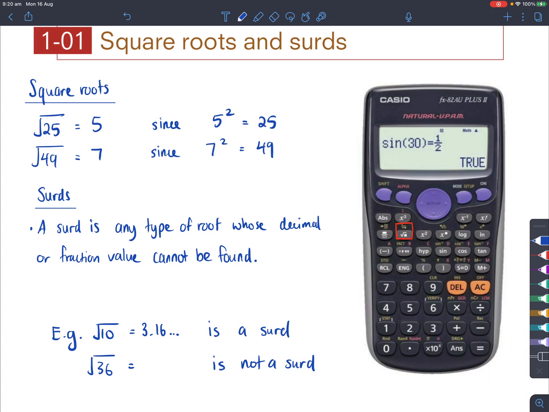So what happens is this number here, square root of 10, is going to be a surd, okay, because it can't be expressed as a fraction. And you know that because once you get this answer and you press the S to D button, this one here, which converts between fraction decimals, it can't actually convert to a fraction. And that's where you know it's a surd. Whereas when you do root 36 on your calculator, you get the number 6, and that is not a surd because that's a whole number, okay? Right, we're going to move on.